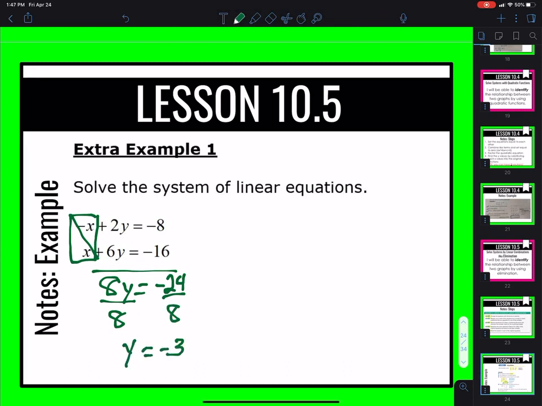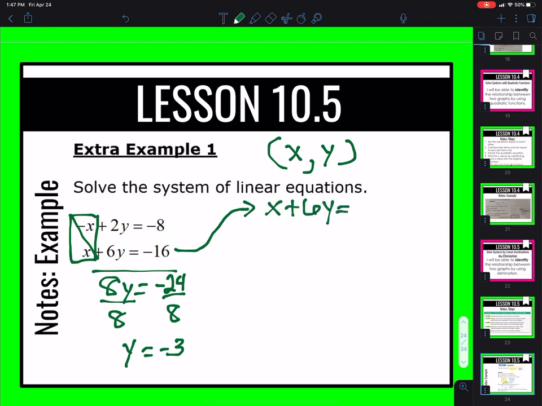If you remember correctly, when we solve a system of equations, we want to know where they intersect, so an x comma y. What I'm given is a y value, so I need to solve for my x now. I'm going to go back and choose to use this equation, the x plus 6y equals negative 16. I'm going to plug in negative 3, because down here I got negative 3 for y.